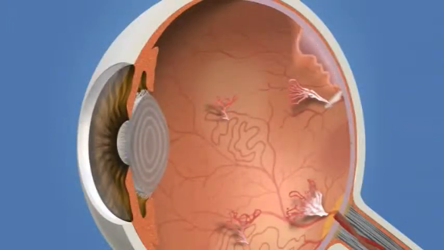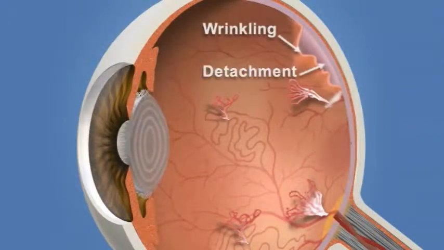If similar vessels grow abnormally in the front of the eye, they can block the drainage channels of the eye and cause high pressure and possibly glaucoma. Both central and peripheral vision can be affected by PDR.